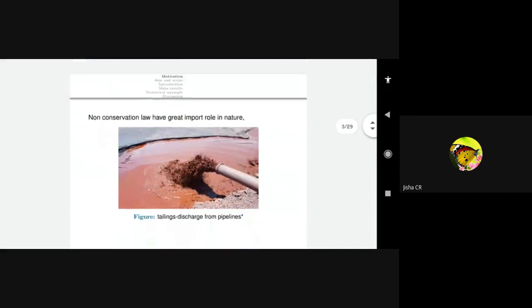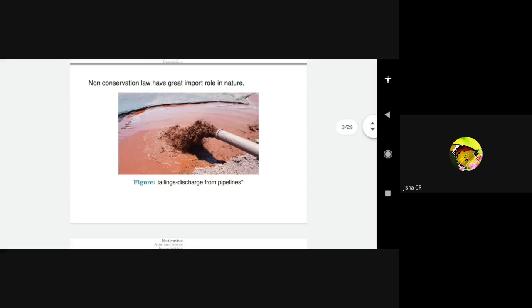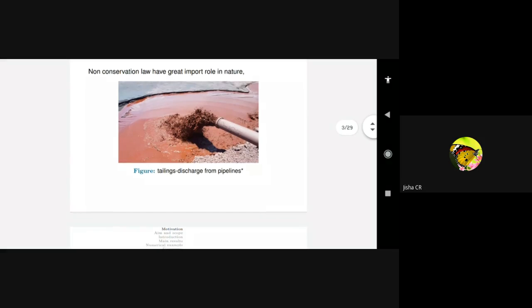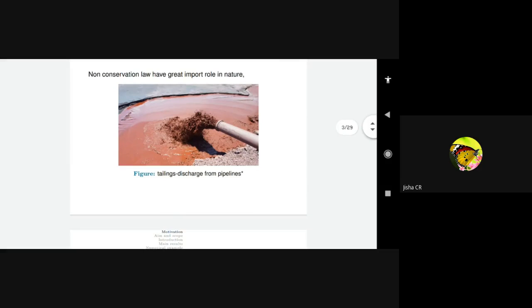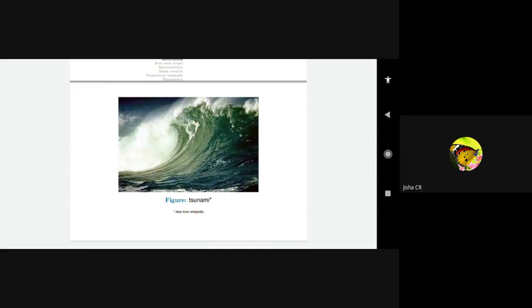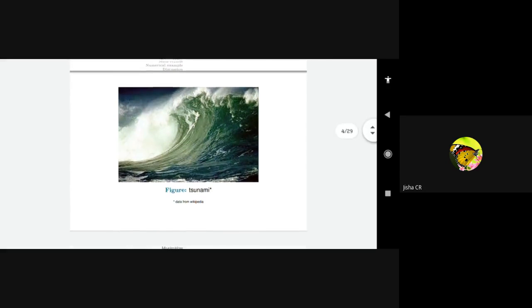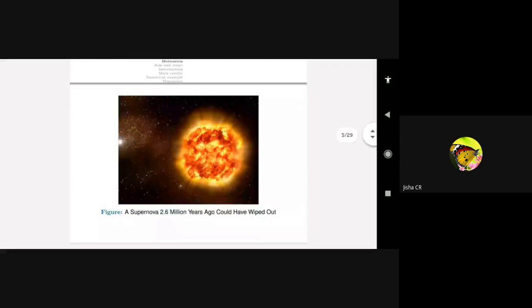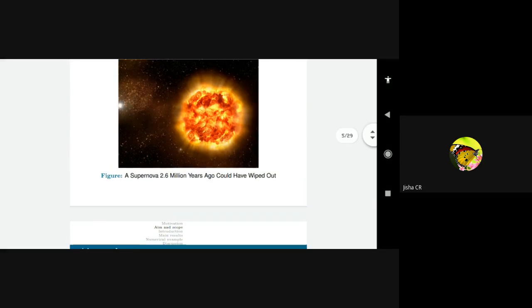Next slide, please. This is one application of non-conservative PDE. This is a tailing discharge from a pipeline. And next slide, please. This is the tsunami wave. The corresponding PDE is also in non-conservative form. Next slide, please. This is a supernova. This is also one example of a non-conservative PDE.